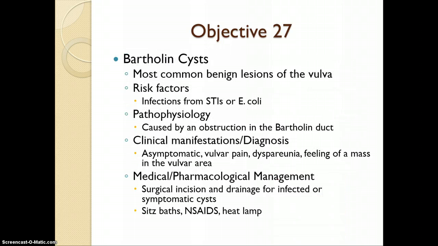Bartholin cyst is the most common benign lesion of the vulva. The risk factors for the development of Bartholin cysts include infections from sexually transmitted infections or from E. coli infection. Pathophysiology: these bacteria have caused an obstruction in the Bartholin duct. The clinical manifestations and diagnosis: the patient may be asymptomatic, or they may have severe vulvar pain, dyspareunia, or feeling of a mass in the vulvar area. Medical and pharmacological management of Bartholin cysts includes surgical incision and drainage of the affected cyst or cysts. We also use sitz baths, NSAIDs, and heat lamps to help with the healing process.